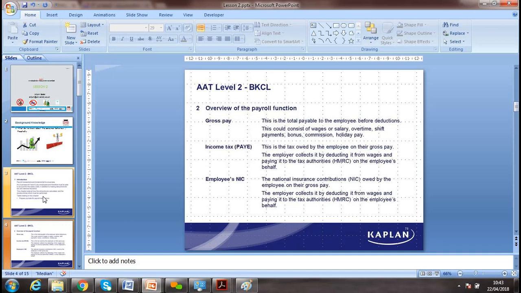Next we are looking at wages. With wages, we have a gross pay. What is meant by gross pay? Gross pay is the payment before certain taxes are deducted. Gross means before the tax. This is the total payable to employees before deductions. As a business, how much gross salary we need to give to the people. So that's called gross pay, before tax, before any deductions.